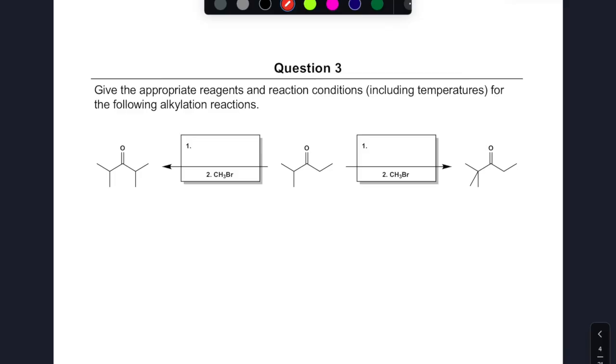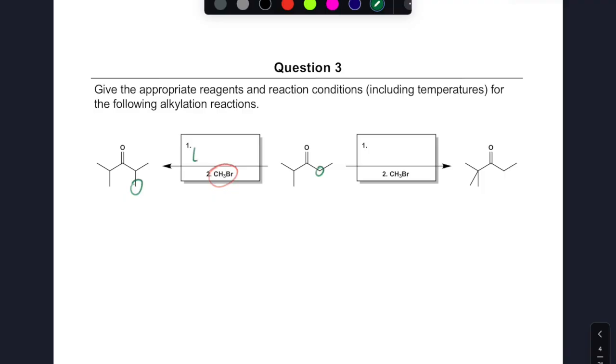Okay, in the next one, we're asked to provide conditions in order to do an alkylation. Here we have a carbonyl, a ketone, and we have the more substituted center and the least substituted center. If you look at what we're trying to do, we're trying to add a methyl to this least substituted center to give you this. These are effectively kinetic conditions.